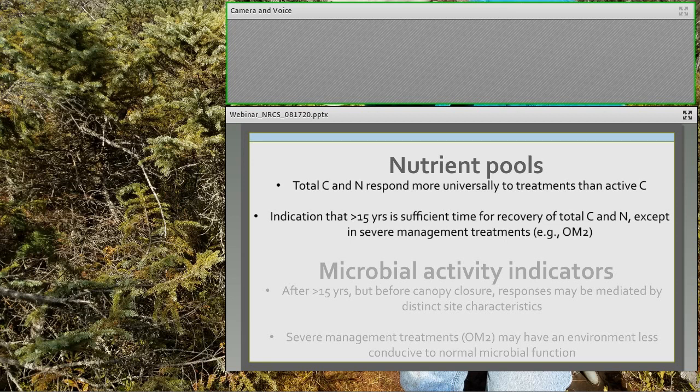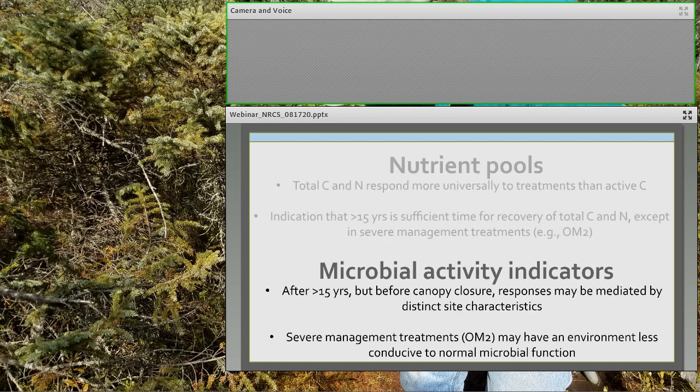In terms of the response to nutrient pool soil properties, after greater than 15 years post-harvest, it appears that total C and N respond more universally to treatments than active C. Additionally, there is indication that greater than 15 years is sufficient time for recovery of soil C and N pools, except in treatment plots where management is severe, such as OM2.